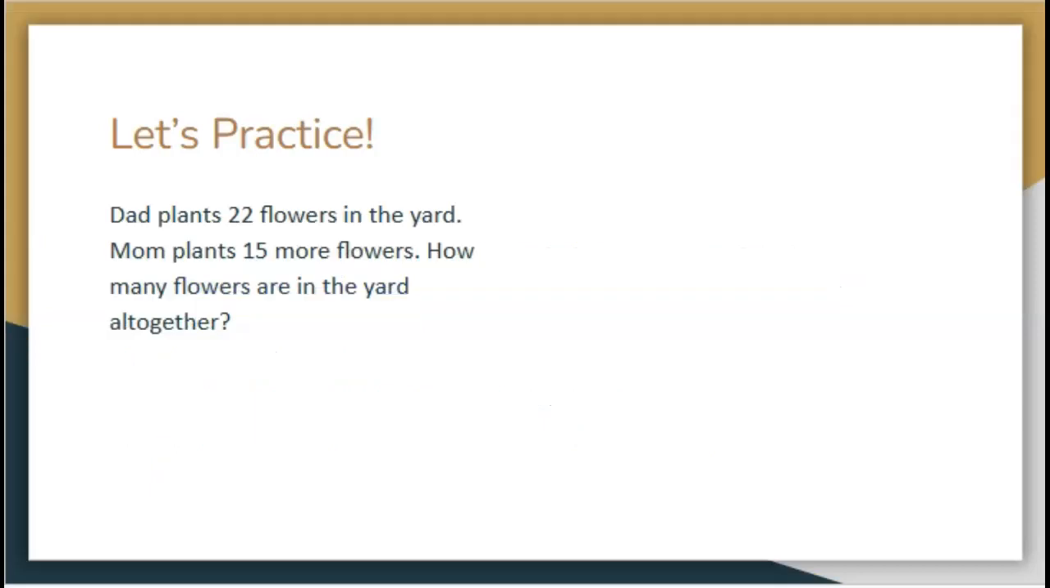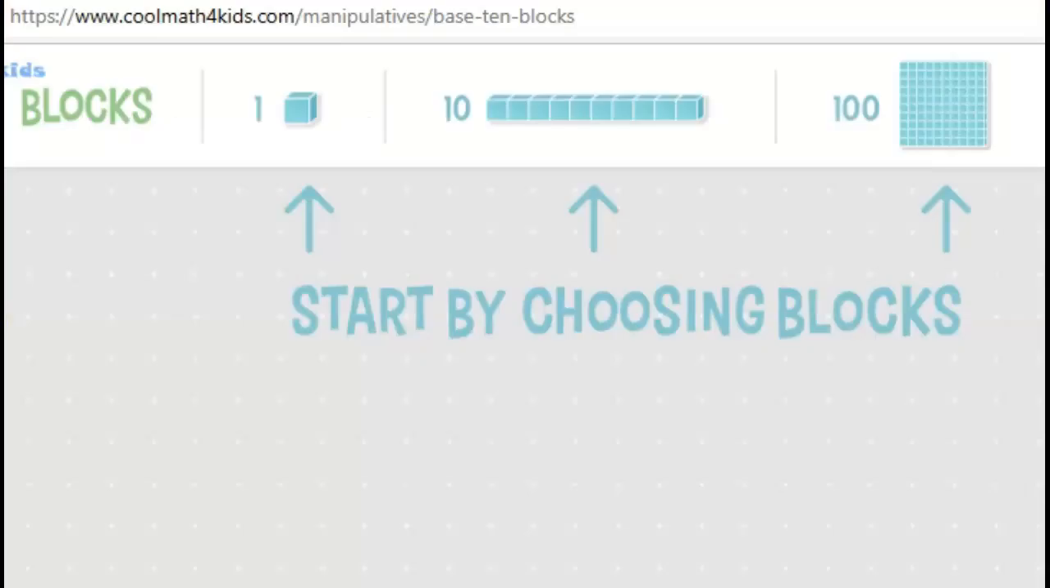So here's our word problem. Dad plants 22 flowers in the yard. Mom plants 14 more flowers. How many flowers are in the yard altogether? So the digital base 10 website that you're going to be using is coolmathforkids.com/manipulative/base10 blocks. You can click that link to be able to solve your problem.